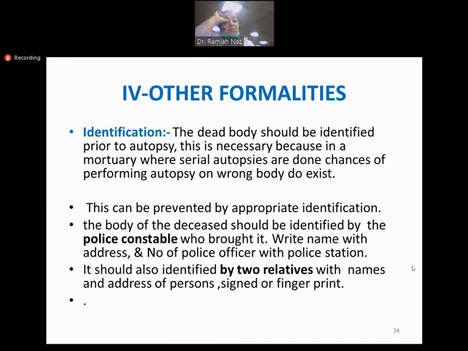The body of the deceased should be identified by the police constable who brought it. Write the name with address and number of the police officer, his belt number, with the police station from where he came. It should also be identified by two relatives with the names and addresses of the persons, or take the signature from them, and the fingerprints.